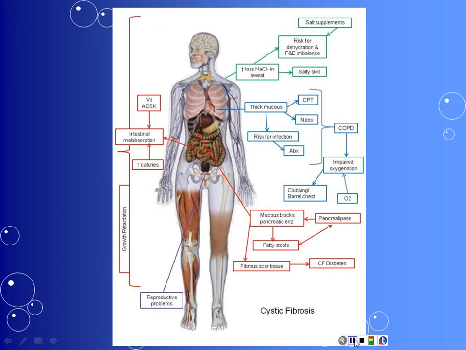So they'll have them on antibiotics. They will also bring them into the hospital frequently for what they call pulmonary toileting or pulmonary tune-ups, where they will give them antibiotics and nebs and things like that.